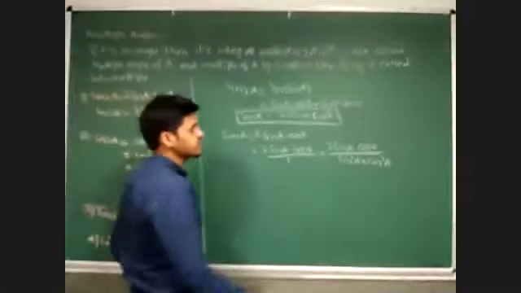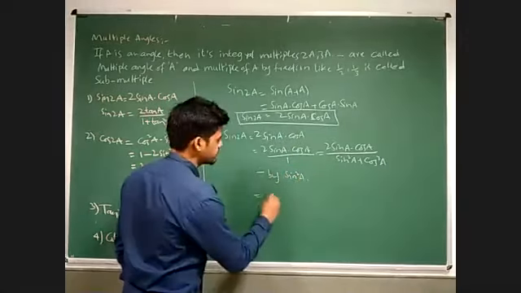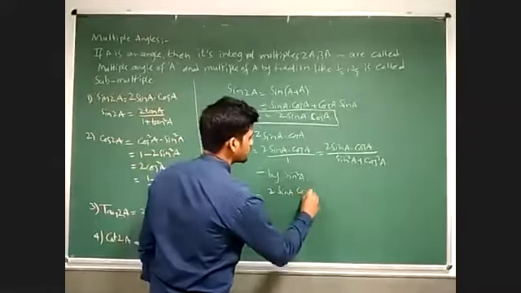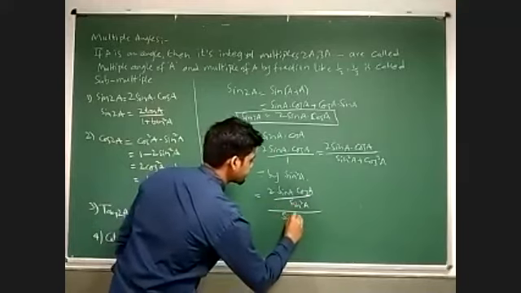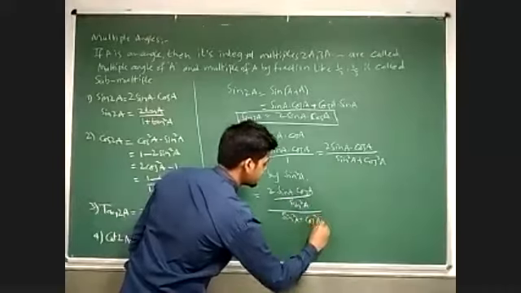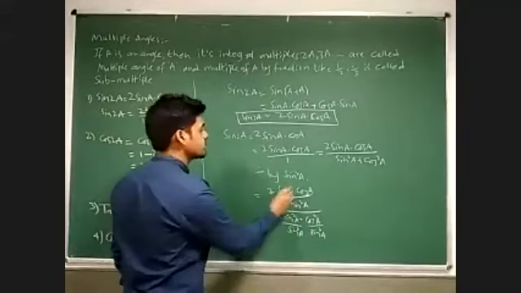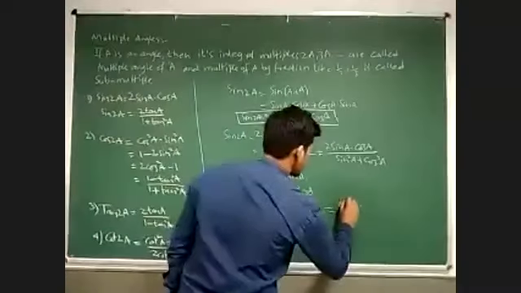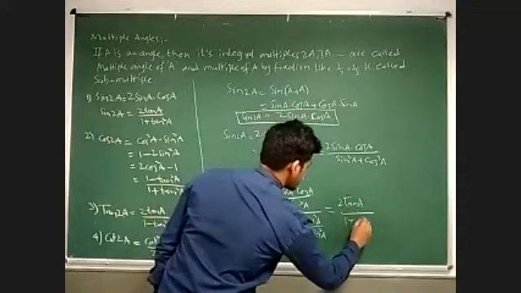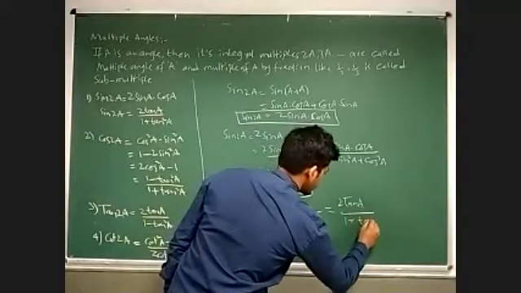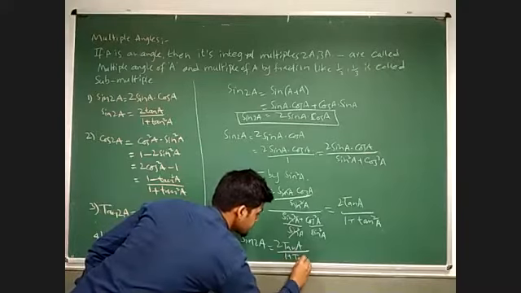Okay, now just divide by sin square A, then you will get 2 sin A cos A by sin square A over sin square A plus cos square A by sin square A. Okay, now here sin will get cancelled, so here you will have 2 tan A by 1 plus tan square A. So sin 2A is nothing but 2 tan A by 1 plus tan square A.